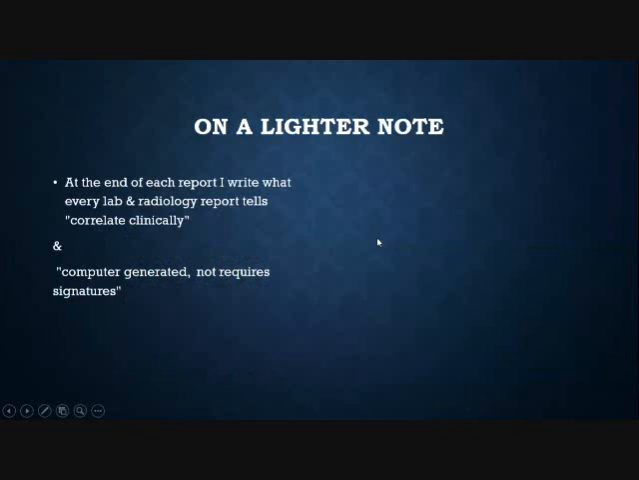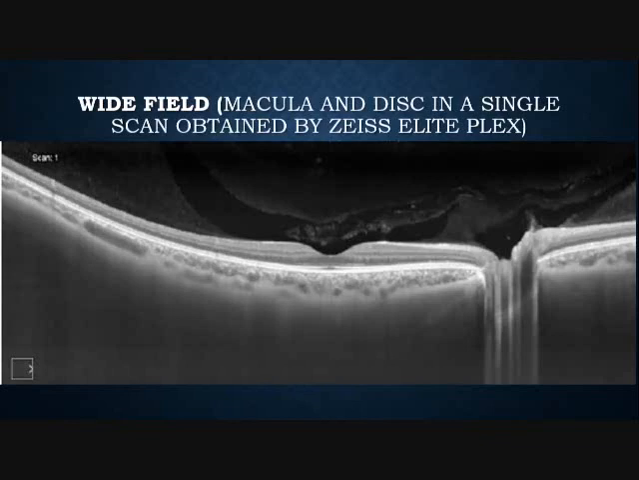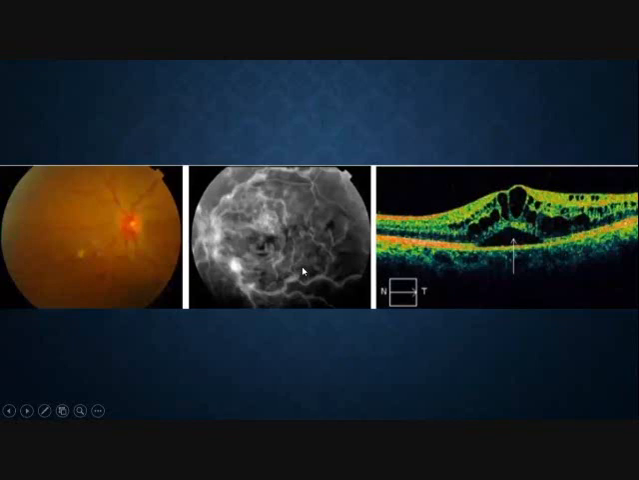On a lighter note, at the end of each report, I always write: correlate clinically, and computer generated, does not require signature. This is the importance of clinical evaluation. Never go on the findings of OCT alone. First, you must see the patient clinically and then see the OCT report. But now we are discussing the OCT, so we'll concentrate on the OCT findings. This is a wider field OCT, showing you a disc and macula at the same time. And this is sclera, this is choroid, and the inner layers. So this is also one option available to us.